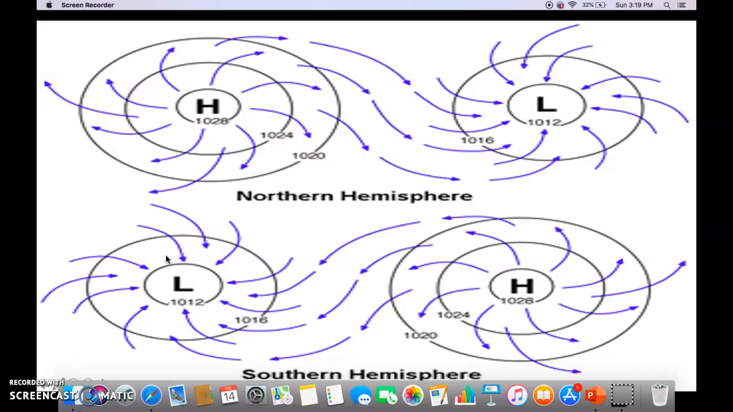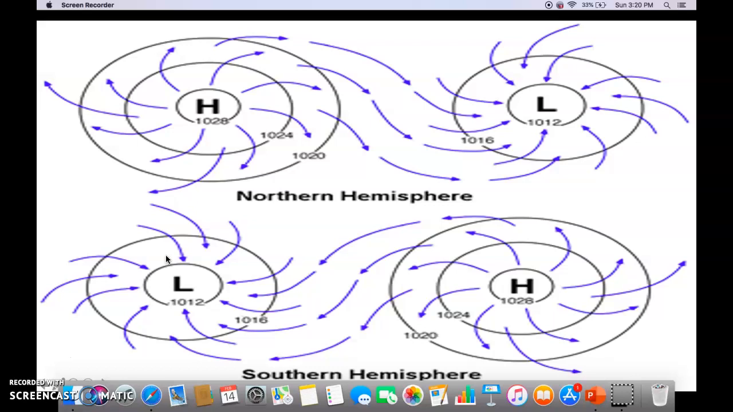Wind is a vertical movement that likes to move from high to low pressure. And it likes to move from high to low pressure because in the high pressure there are so many air molecules that it just feels crowded, so it wants to go to the low pressure where there's not as much.